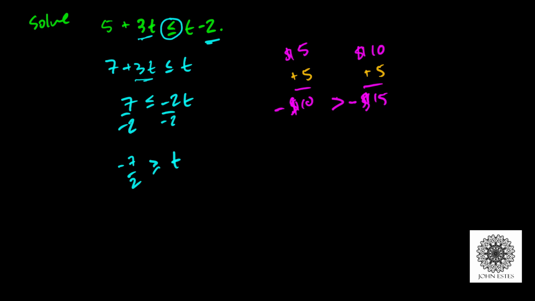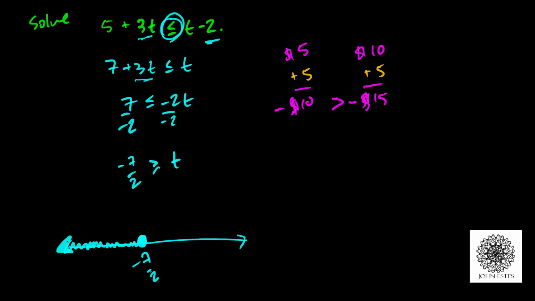Now, as an answer, I'm going to put this in interval notation, but first, I'm going to use a number line to help me here. So here I have negative 7 halves, and it is included because this is an or equal to situation. So on a number line, I'd put this in as a dot. And then t is less than or equal to that, so I'm going to go this direction. I'm going to highlight all this, and so there's my interval.